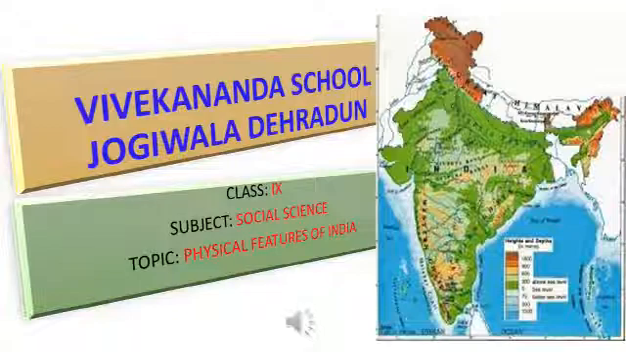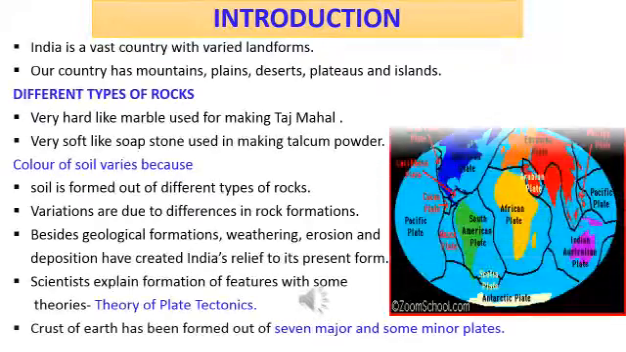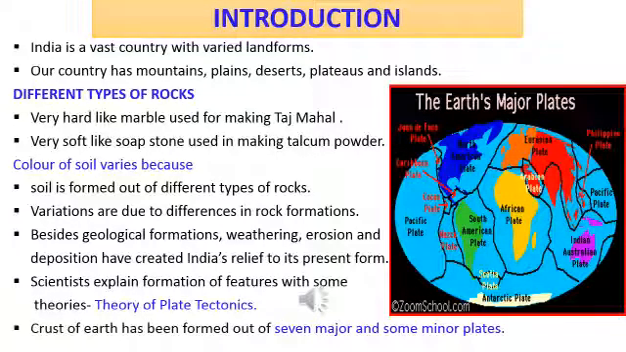Let us begin with today's topic, and today's topic is physical features of India. Let's begin with the introduction part of the chapter. India is a vast country with varied landforms. Our country has all major physical features of the earth, that is, mountains, plains, deserts, plateaus, and islands.